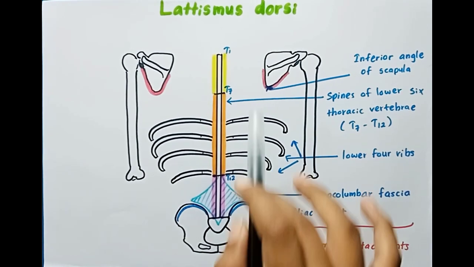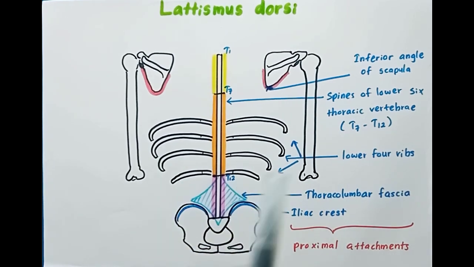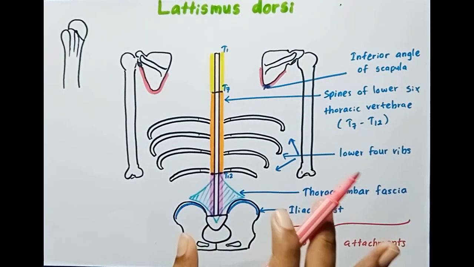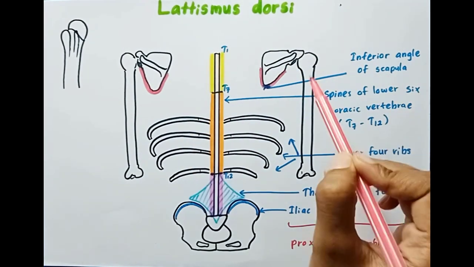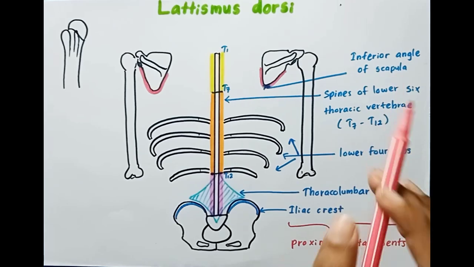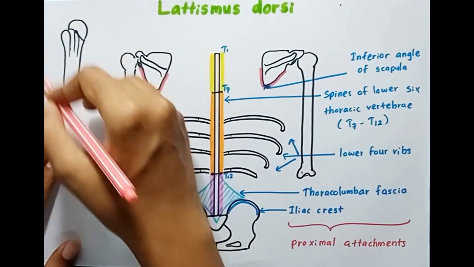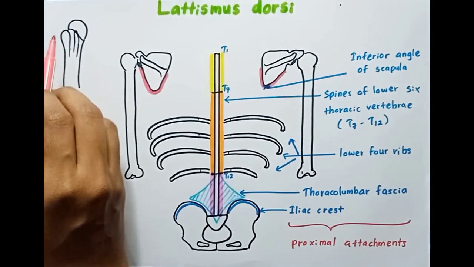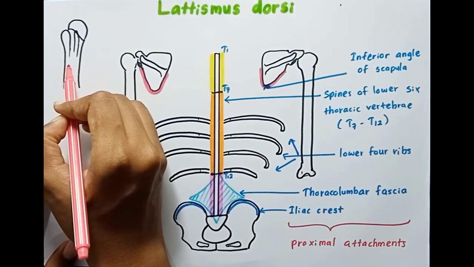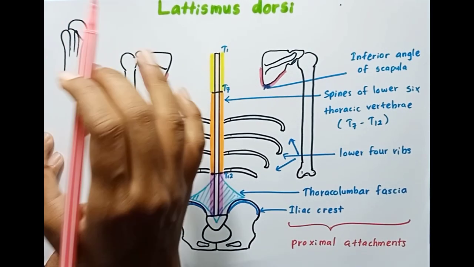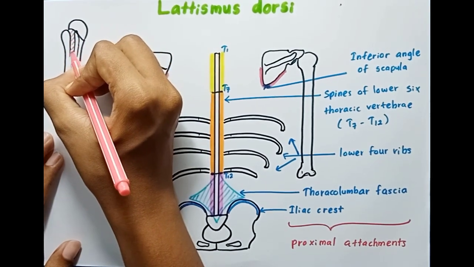So this muscle originates from these attachments and inserted into the floor of bicipital groove of humerus. As the bicipital groove is in the anterior side, that means the front side of humerus, we can't see it here. So I'll show it here. So this is the anterior view of humerus, that means the front view. So this is greater tubercle and this is lesser tubercle of humerus, and this is the bicipital groove. It is also known as the intertubercular sulcus of humerus. So this is the floor of this bicipital groove.